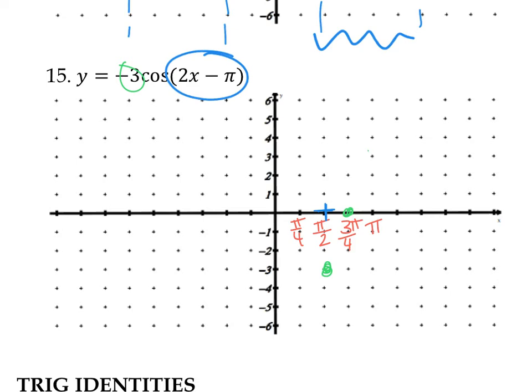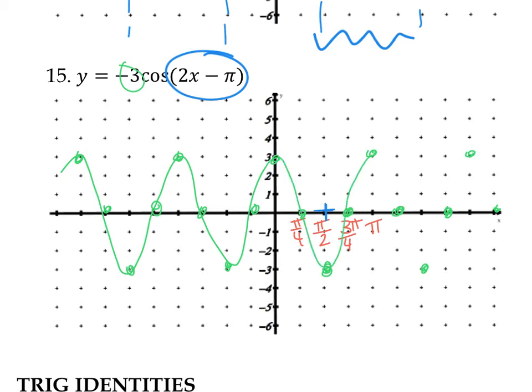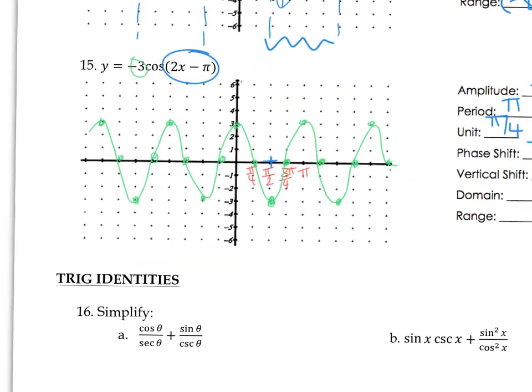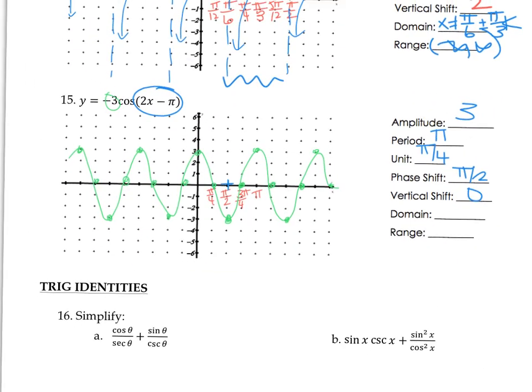And then go over 1 up 3. Back to the x-axis. Over 1 down 3. Back to the x-axis. And so on and so forth. And then connect your dots to make a cosine graph. So now if we do domain and range, domain is all real numbers, and range is from -3 to 3.